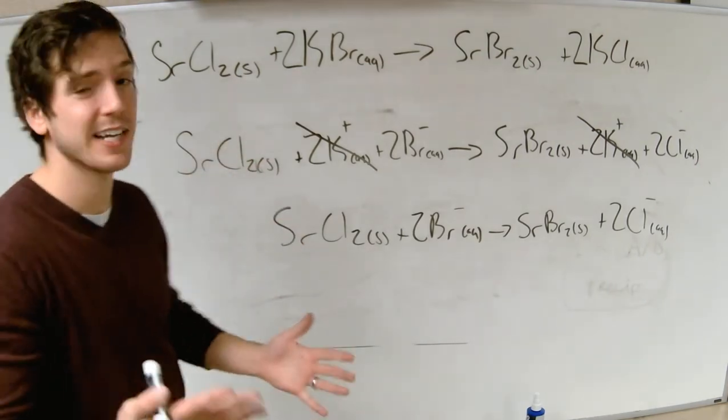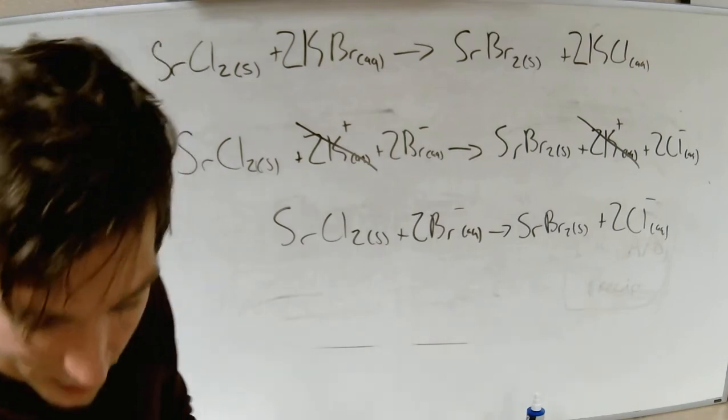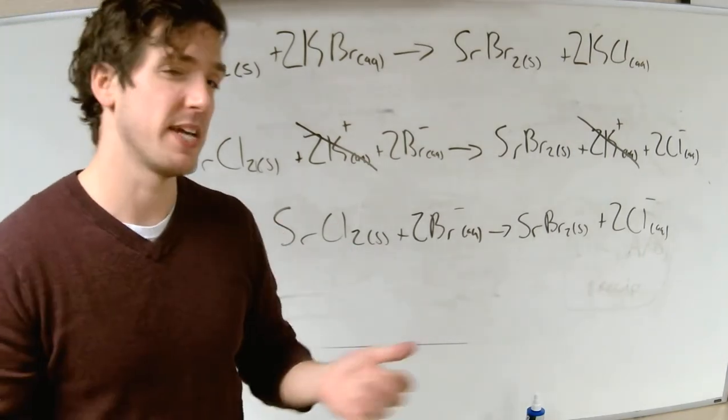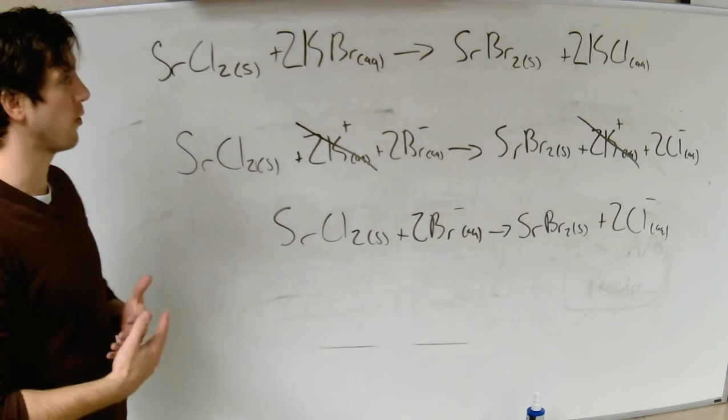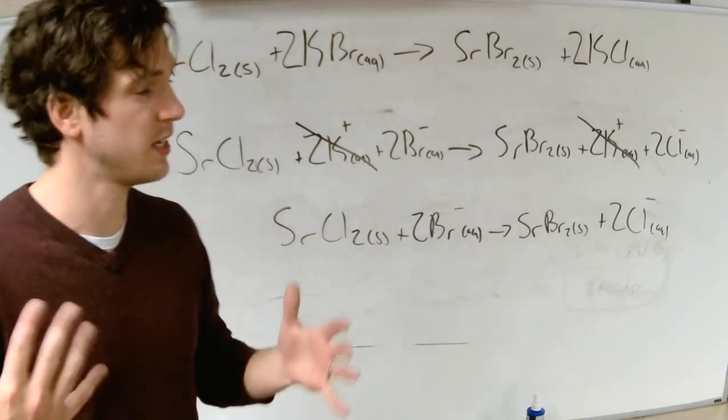So that is net ionic equations. Now you should be able to make an equation that just focuses on what makes a precipitate, what makes a solid, a liquid, or a gas. So that is it. Pretty short lesson.